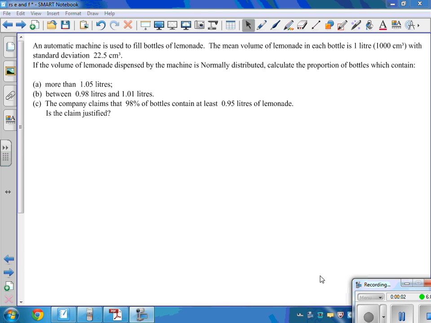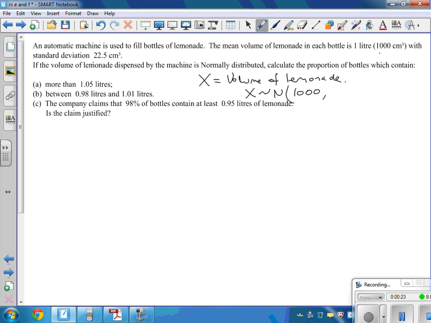Question number 3 is talking about the volume of lemonade in a bottle. So again, we'll start by saying X is equal to the volume of lemonade, and X is normally distributed. It tells us it's normally distributed with a mean of 1,000 and a standard deviation of 22.5. And in this little box I write 22.5 squared because that's the variance there.